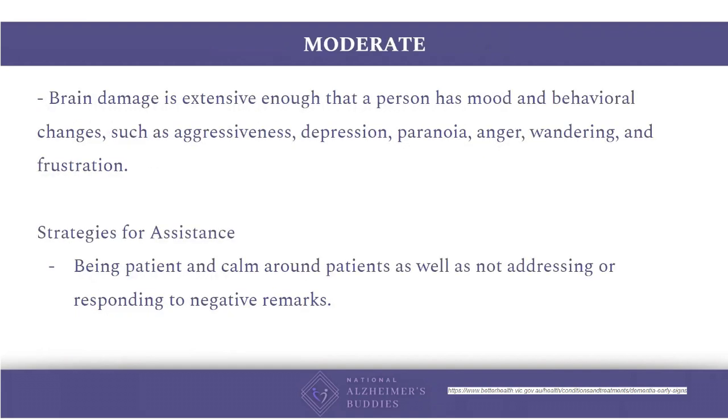The moderate stage of dementia is brain damage that is extensive enough that a person has mood and behavioral changes such as aggressiveness, depression, paranoia, anger, wandering, and frustration. Some strategies for assistance will be to always remain patient and calm around patients, as well as not addressing or responding to negative remarks. However, if negative remarks remain persistent or are making you feel uncomfortable, please go to the nearest staff member, and they will help you.